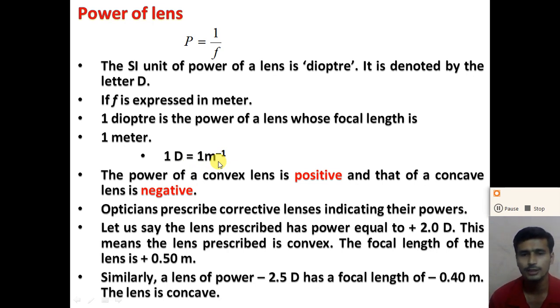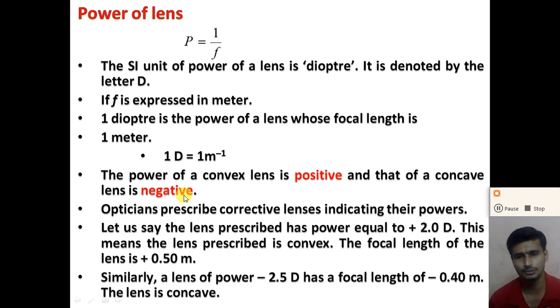is 1 meter. Dear student, here we know that a convex lens has a positive focal length, right? So the power of a convex lens is positive, and a concave lens has a negative focal length, so the power of a concave lens is negative. So dear student, the power of a convex lens is positive and the power of a concave lens is negative. Understand what we mean by the power of a lens, right?